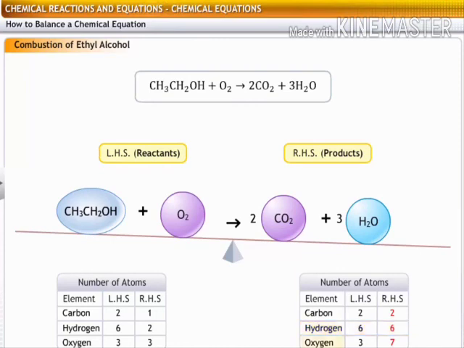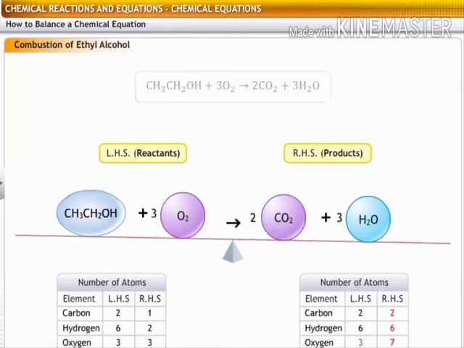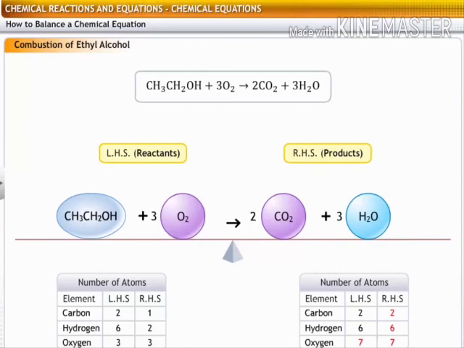The next element in the equation is oxygen. There are 7 oxygen atoms on the product side, but only 3 atoms on the reactant side. To balance the equation, place the coefficient 3 before oxygen on the left-hand side. In the end, do a final check to confirm that the number of atoms on the reactants and the product side is properly balanced. Here is what you get as the final equation. Ethyl alcohol reacts with 3 molecules of oxygen to give 2 molecules of carbon dioxide and 3 molecules of water.